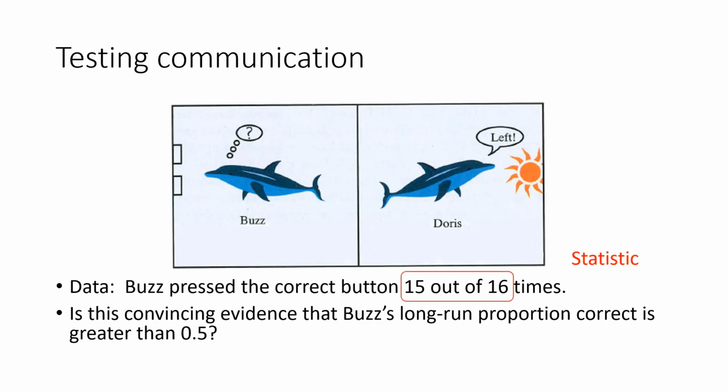Here, the number 15 out of 16 is the statistic, the value from the sample that gives us information about our research question. And Buzz's long-run proportion correct is the parameter we're interested in studying. That is the numerical value about the long run or the population, if we could have Buzz press the button infinitely many times and record data about all of them. Usually we don't know the exact value of the parameter, which is why we try to use the statistic to learn about it.